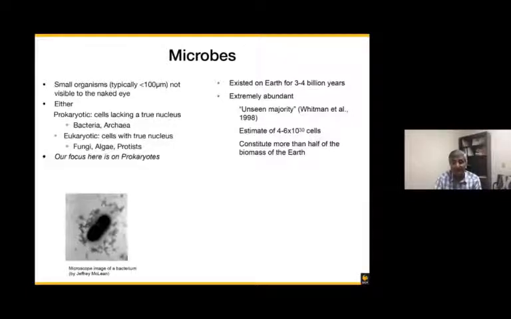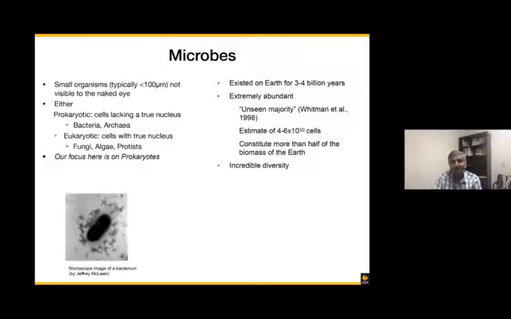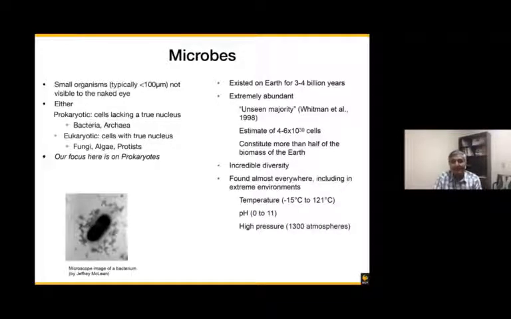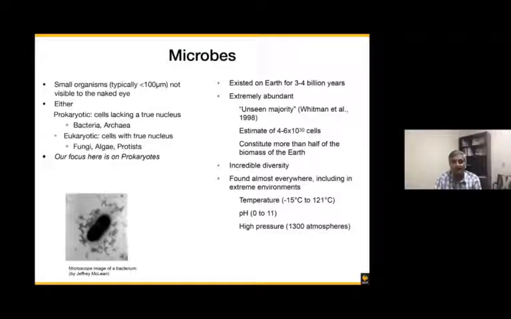Yet they're extremely important. They exhibit an incredible amount of diversity. By diversity, I mean they come in all shapes and sizes and forms, and they can do all kinds of incredible chemistry. They are found almost everywhere, in extreme environments deemed too inhospitable for higher life forms, including us humans, right? They're found in all kinds of temperatures, ranging from -15 to 121 degrees centigrade, a range of pH values, high pressure environments, and so on.